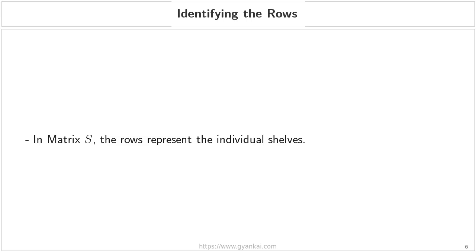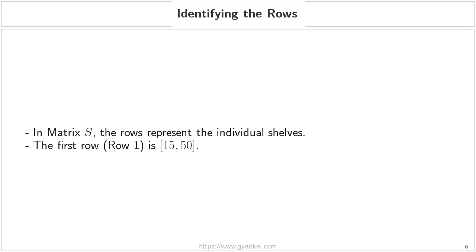Now, let us focus on matrix S, which we just derived from our stationary shop inventory. In this matrix, the rows represent the individual shelves. As we discussed earlier, remember that rows run horizontally from left to right. If we look at the first row, row 1, we see the elements 15 and 50.